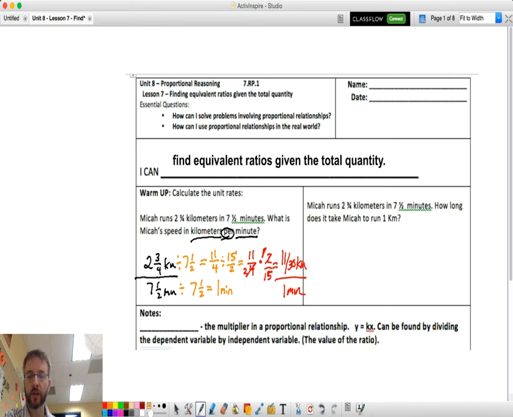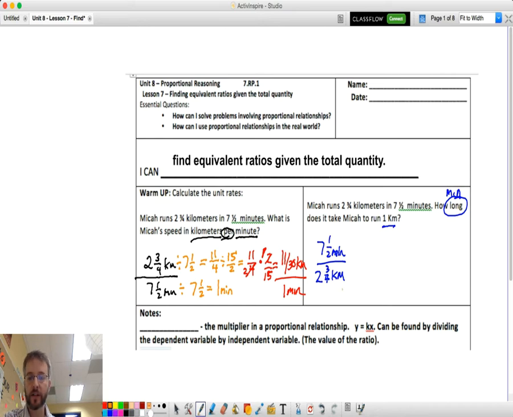Micah runs 2 3/4 kilometers in 7.5 minutes. How long does it take Micah to run 1 kilometer? Let's go ahead and flip this now. So now they're trying to find out how long, so this is going to be my minutes, does it take to run 1 kilometer. Since I want 1 kilometer to be on the bottom, I'm going to put 7.5 minutes on top. And 2 3/4 kilometers on the bottom.